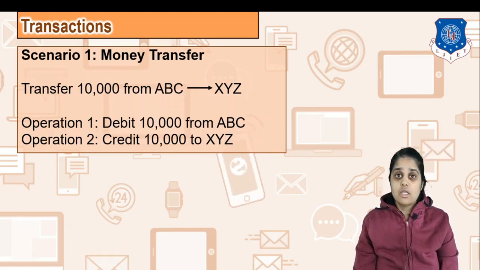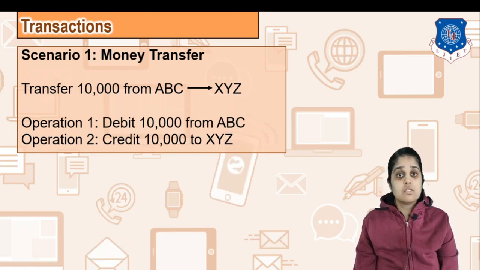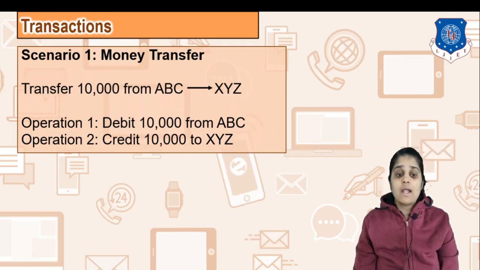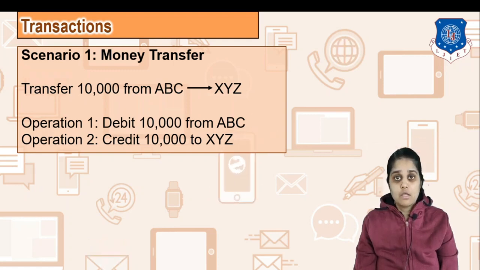Now imagine operation 1 is successful and operation 2 somehow is not able to complete. In that case, the database will show 10,000 debited from one account, but the 10,000 that had to be credited will not be reflected. So the database will become inconsistent. This was the first scenario.